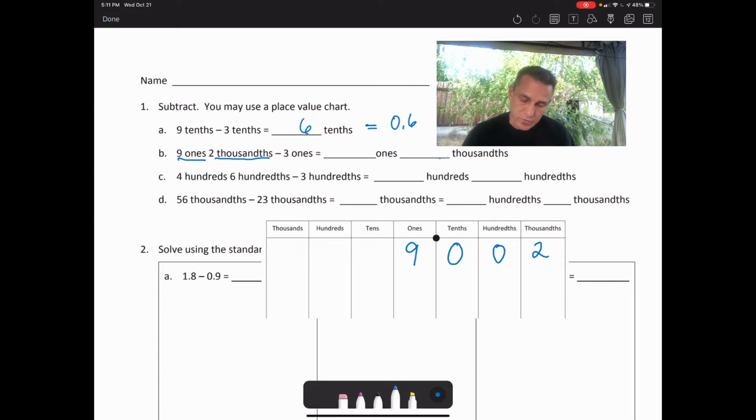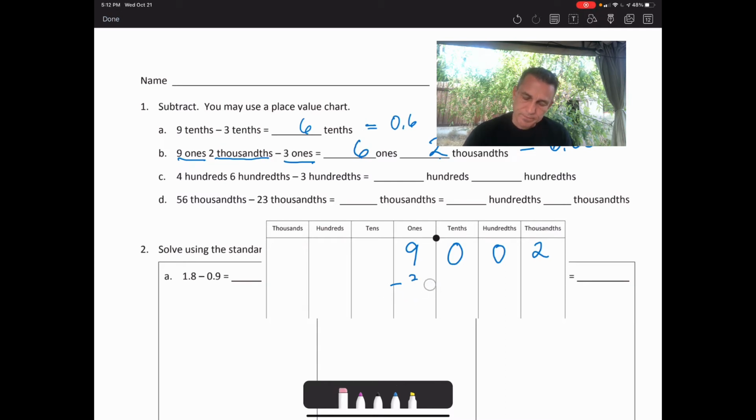And then what I would want to do is subtract 3 ones. Now it's important to remember that we can only subtract ones from ones, and we can subtract thousandths from thousandths. In this case, since they want to subtract 3 ones, I have to subtract it from the 9 ones. So I'm going to subtract 3 ones, and then I will have 6 ones left. So that's what's going to be in your answer. In the blank here, we're going to put 6 ones are left, and still there are 2 thousandths left. So if I wrote that in standard form, it would be 6 and 2 thousandths.